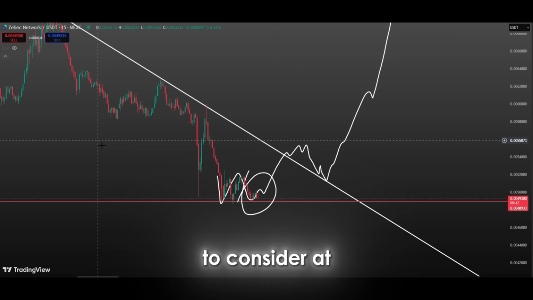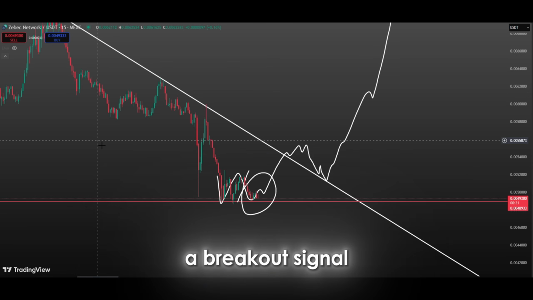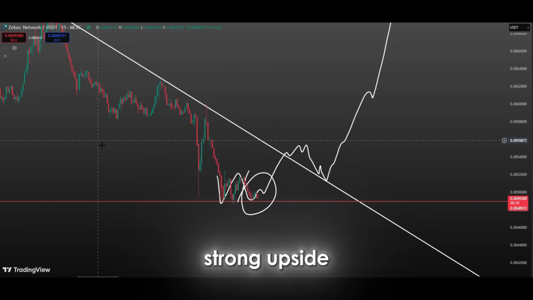Another important factor to consider at this stage is how long the price stays at this level. A prolonged stay at the support level indicates that the market recognizes this area as a strong base. This usually signals an accumulation process and a strong move is expected to follow. If the price consolidates at this support zone and then makes a breakout to the upside, this technically constitutes a breakout signal, which can be a harbinger of strong upside.